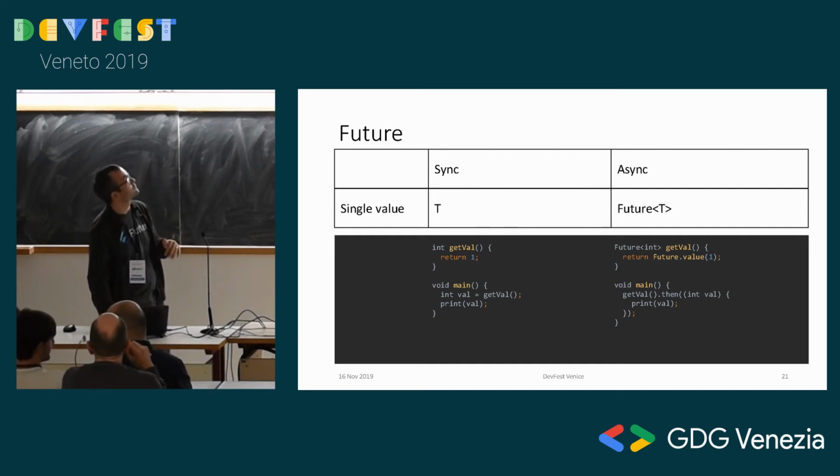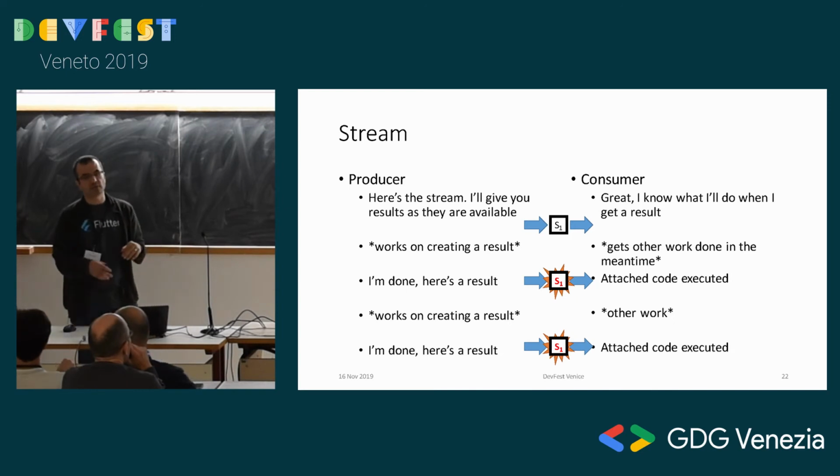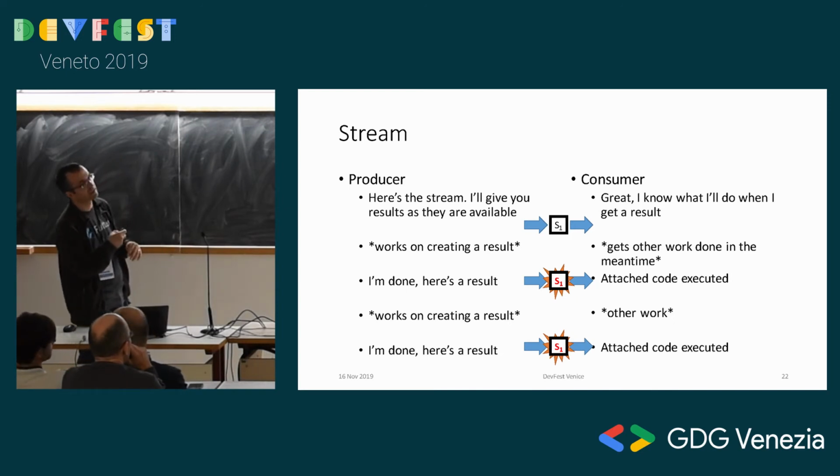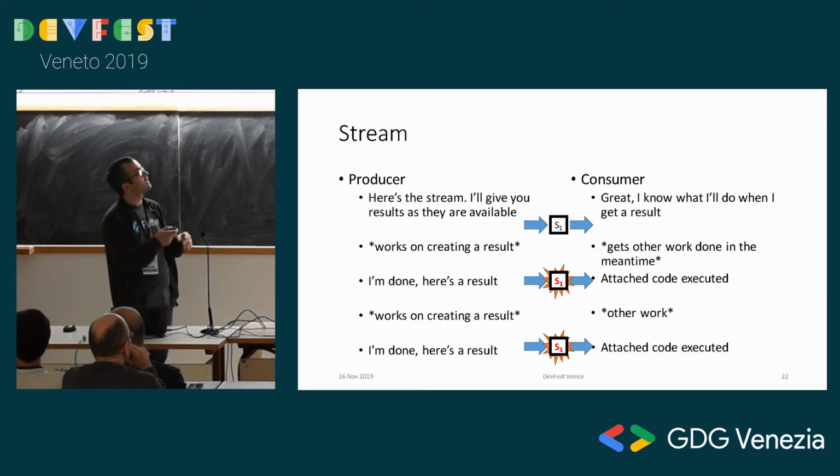This is for single values again. So we also have something for multiple values. These are called streams, the Stream class. It's very much the same thing, except you get multiple values in the future.